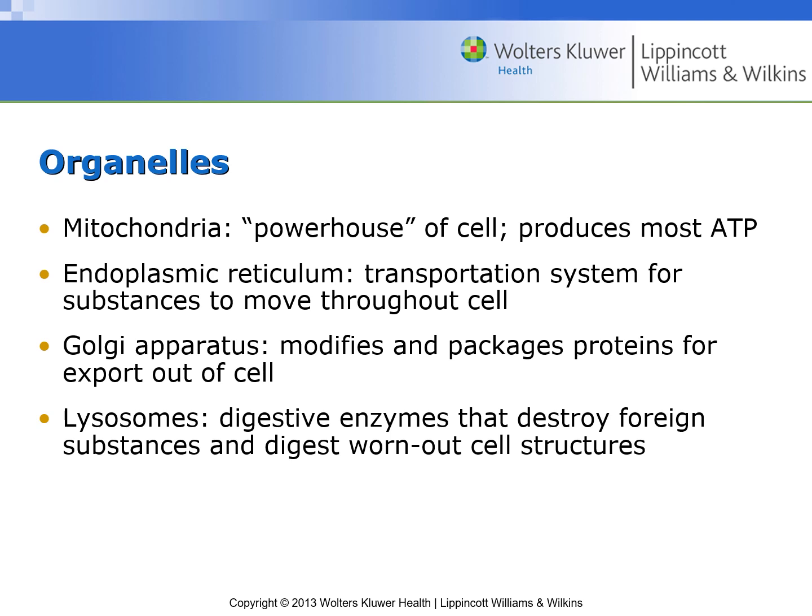So what are the organelles? Well, we have the mitochondria, which is referred to as the powerhouse of the cell, and it produces the most ATP. We have the endoplasmic reticulum, which is the transportation system for substances to move throughout the cell. We have the Golgi apparatus, which modifies and packages proteins for export out of the cell. And we have lysosomes. This is a digestive enzyme that destroys foreign substances and digests worn-out cell structures.